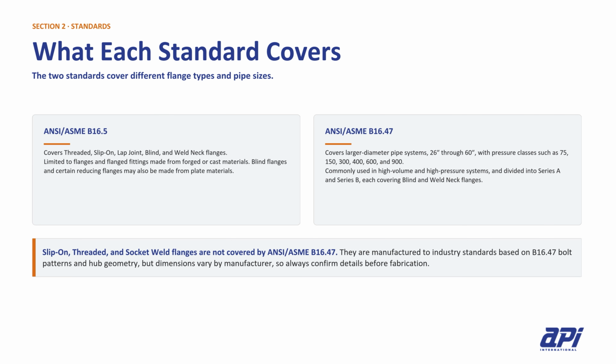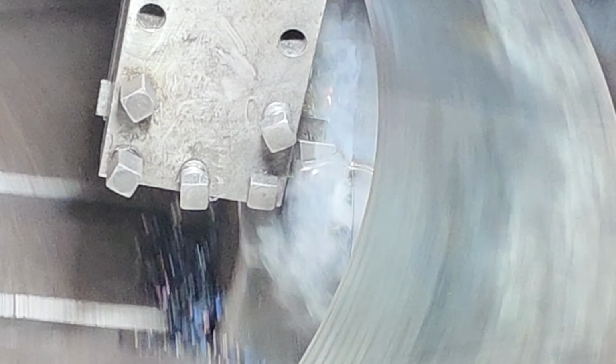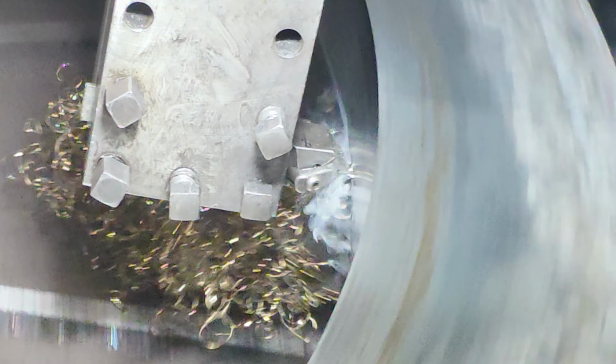The two standards cover different pipe flange types. B16.5 covers threaded, slip-on, lap joint, blind, and weld neck flanges, and it's limited to flanges and flanged fittings made from forged or cast materials, though blind and certain reducing flanges may also be made from plate. B16.47 focuses on large diameter systems and covers blind and weld neck flanges within its two series.